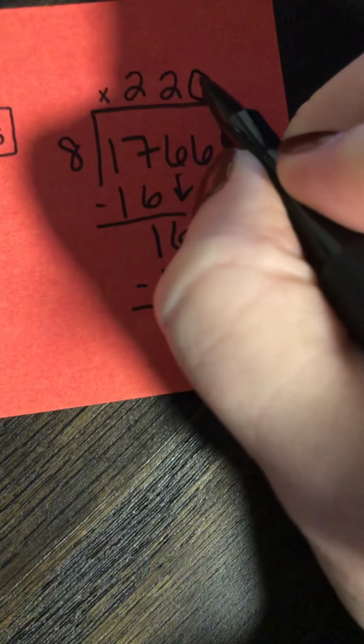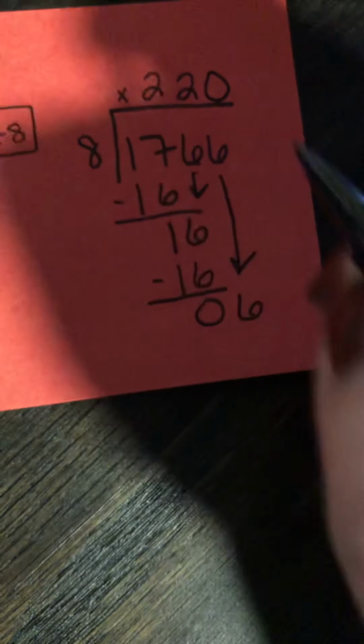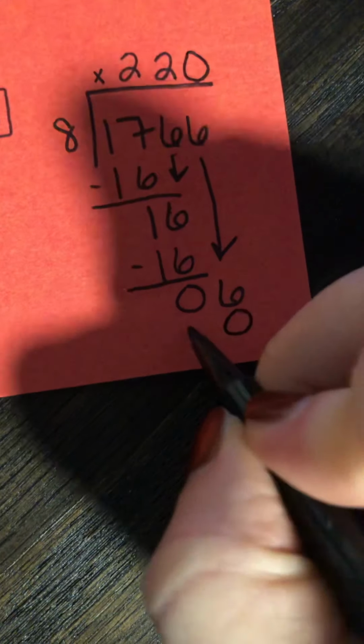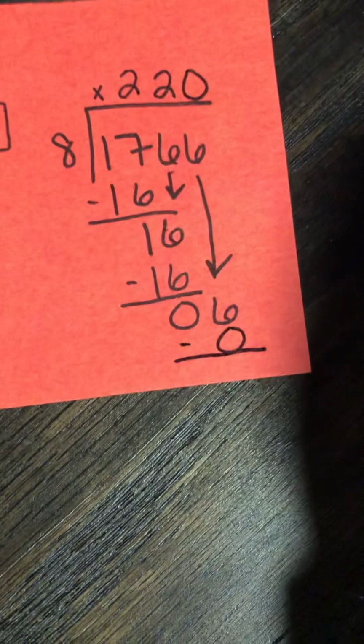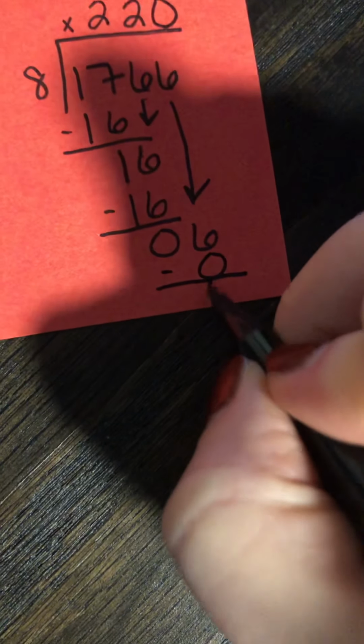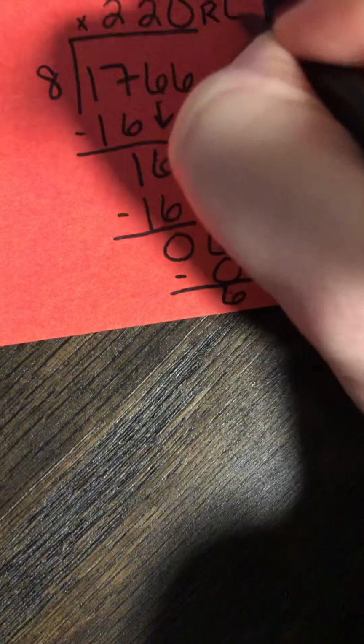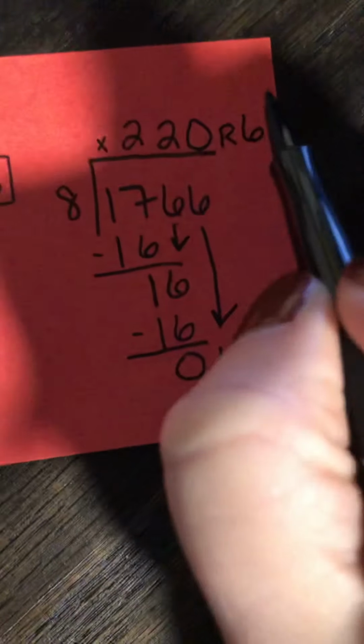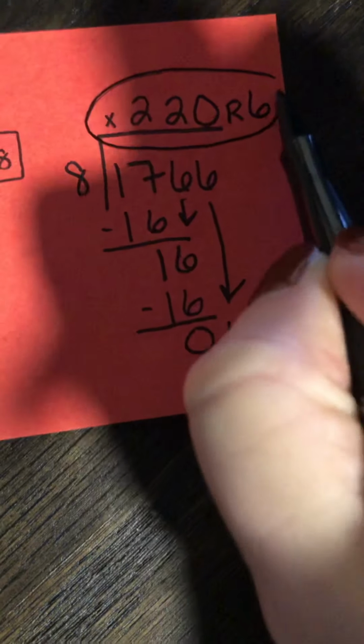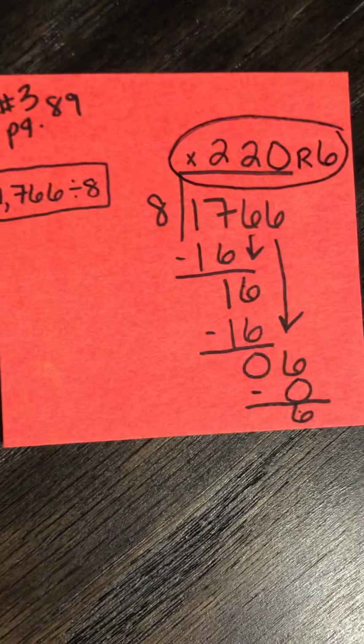Then I say 0 times 8 is what? 0. Bring it down here. Subtract. 6 minus 0 is 6. I don't have anything else to bring down. So in this case, I have a remainder of 6. So my answer is 220, remainder 6.